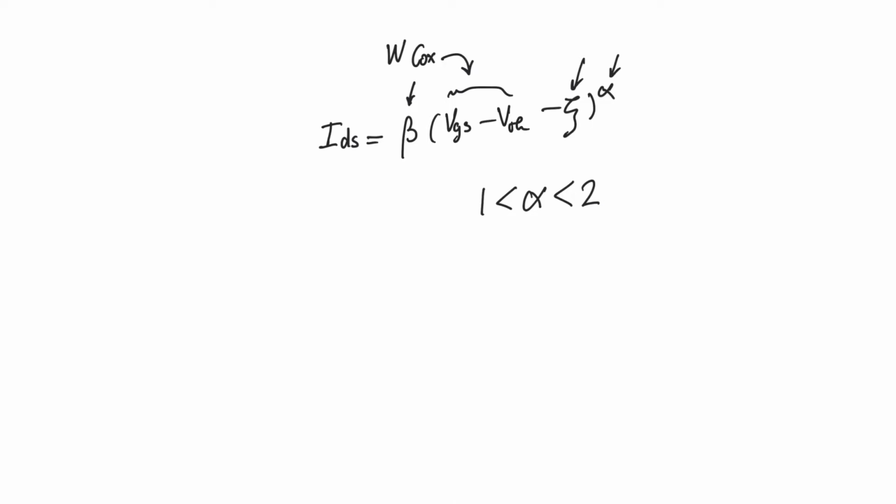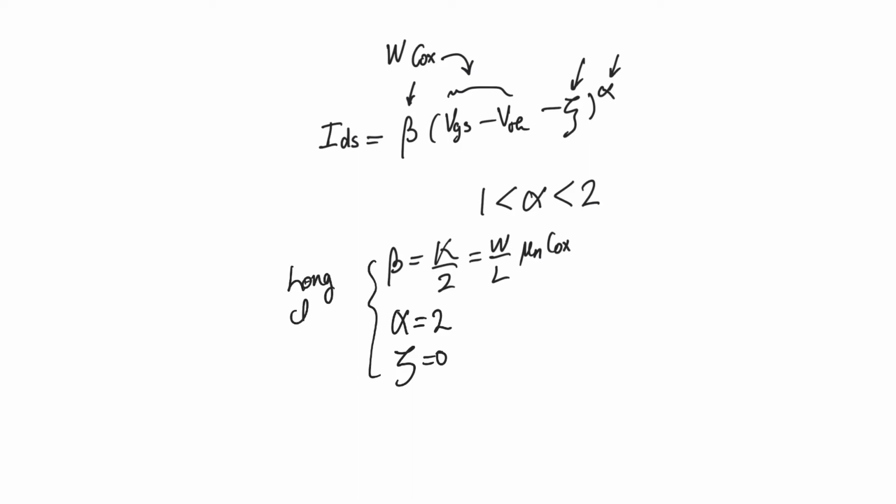So for a long channel transistor, the good old kind of transistor we were used to, in saturation, beta would be equal to K over 2, which is equal to W over L times mu_N times C oxide. So obviously we see C oxide and we also see W, and mu is essentially an expression of the velocity of the carriers in the channel. Now if we look at alpha, in this case it would be equal to 2, and zeta is equal to 0. So this is for a long channel transistor.